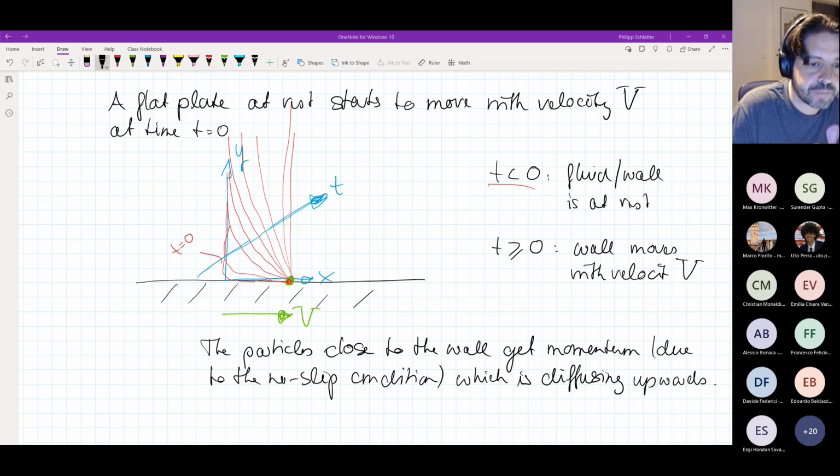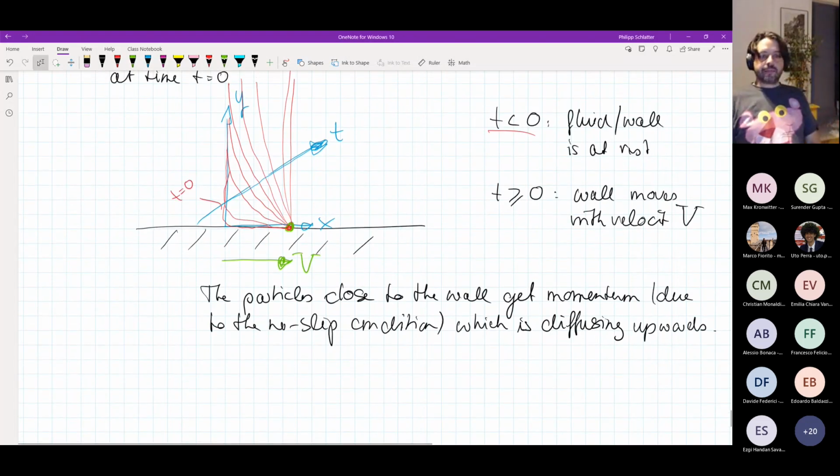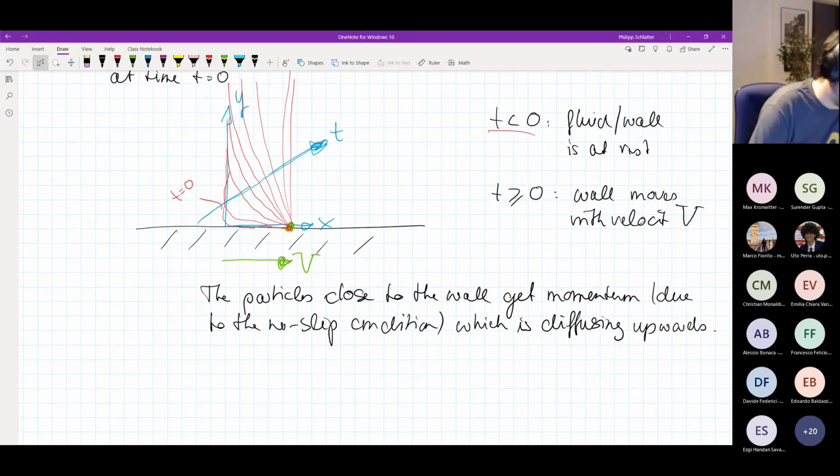Okay, so now how do we do that? How do we solve this problem? Well, obviously it's governed by the Navier-Stokes equations and the continuity equations. So I guess we start by writing them down and seeing what types of terms we can actually neglect.